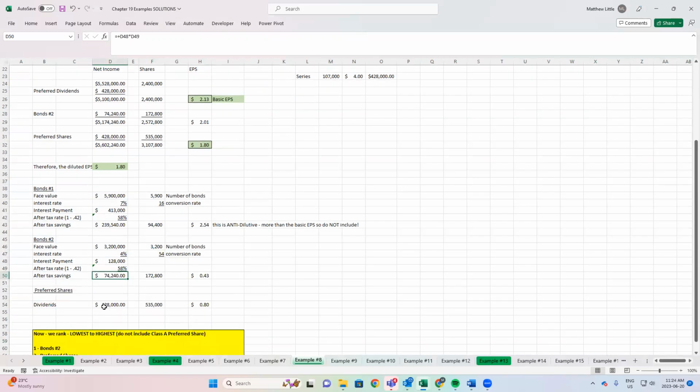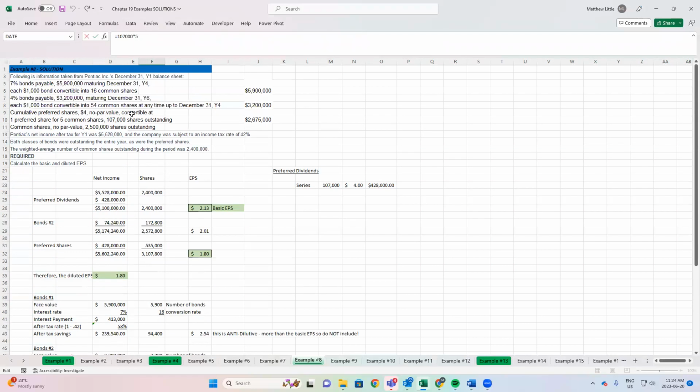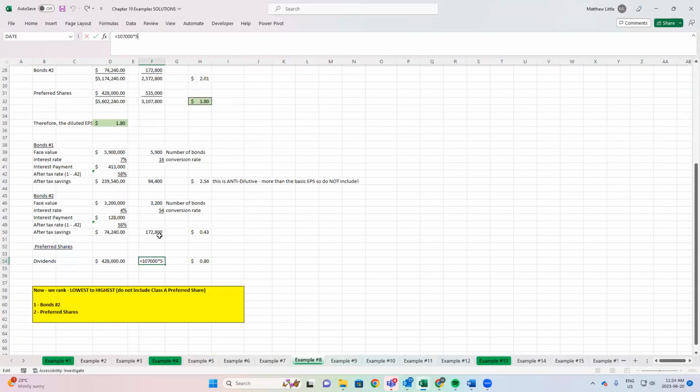Moving on to our preferred shares. First of all, we wouldn't have to pay the dividends if they converted. And how we get that is the 107,000 outstanding preferred shares convertible to 5 common shares each. So we'd have 535,000 common shares. So our EPS impact would be 0.8 cents. Therefore, it is also dilutive.